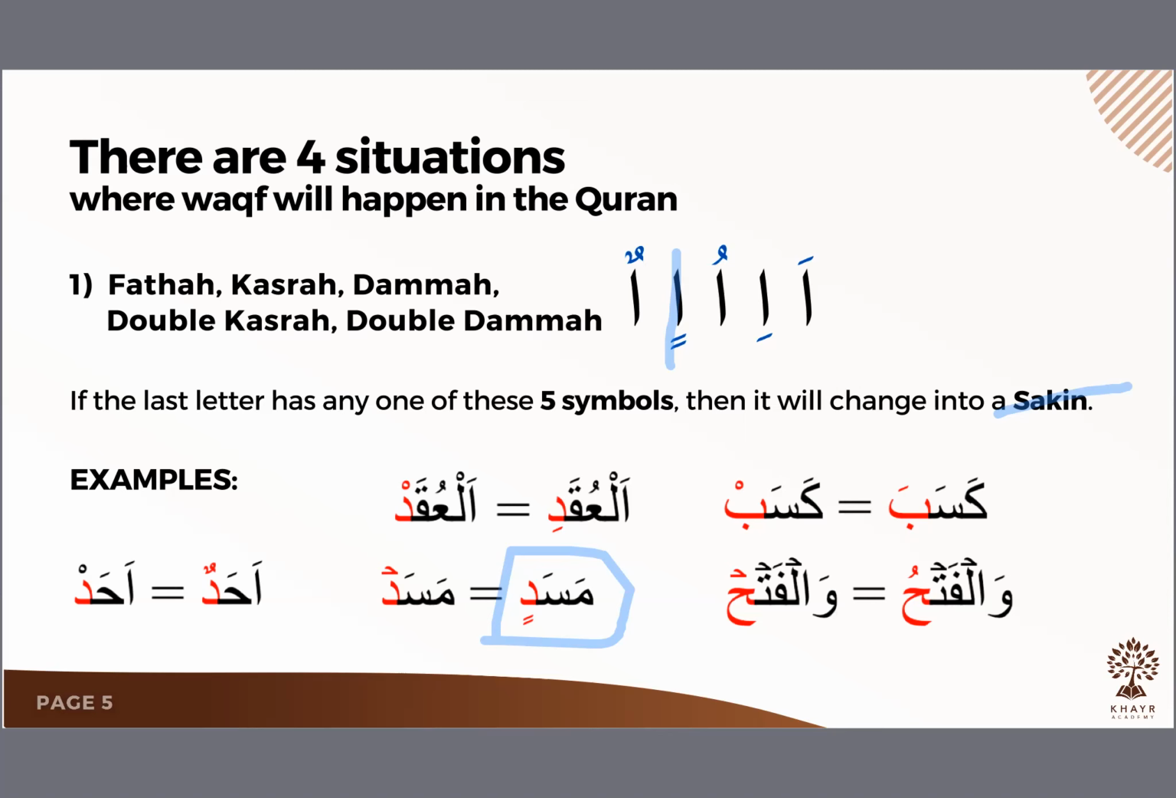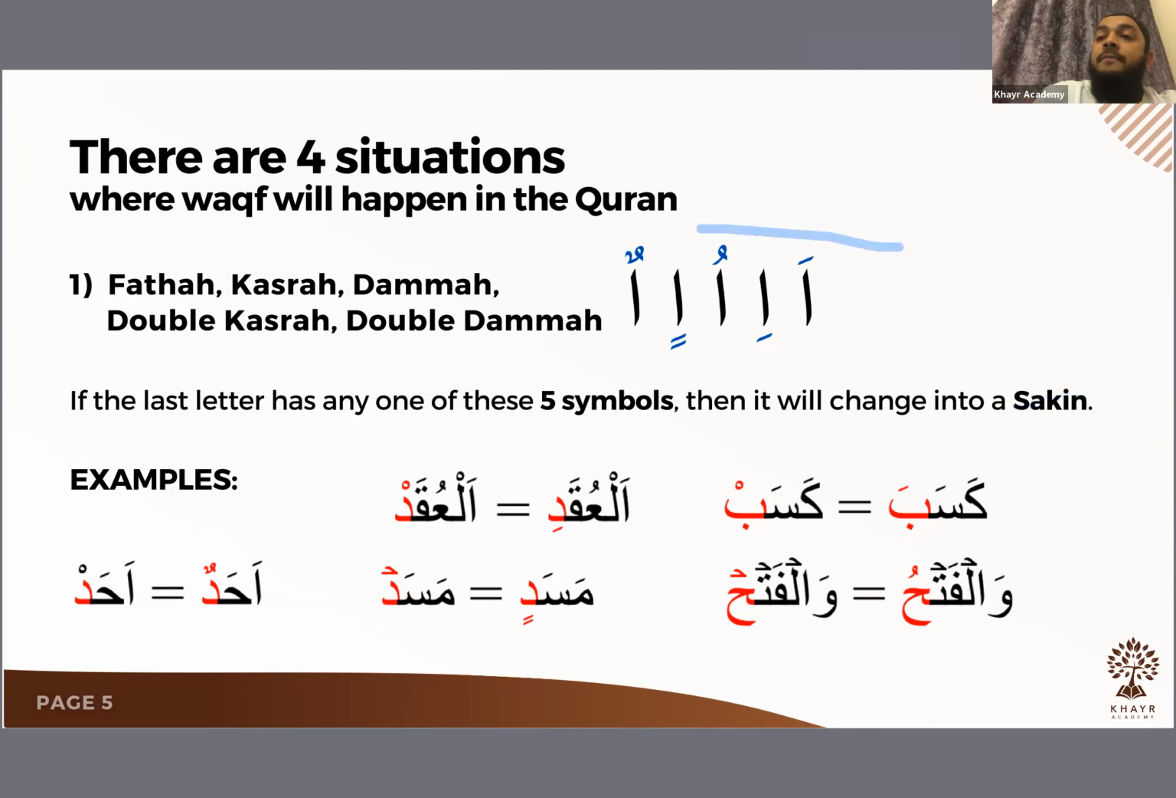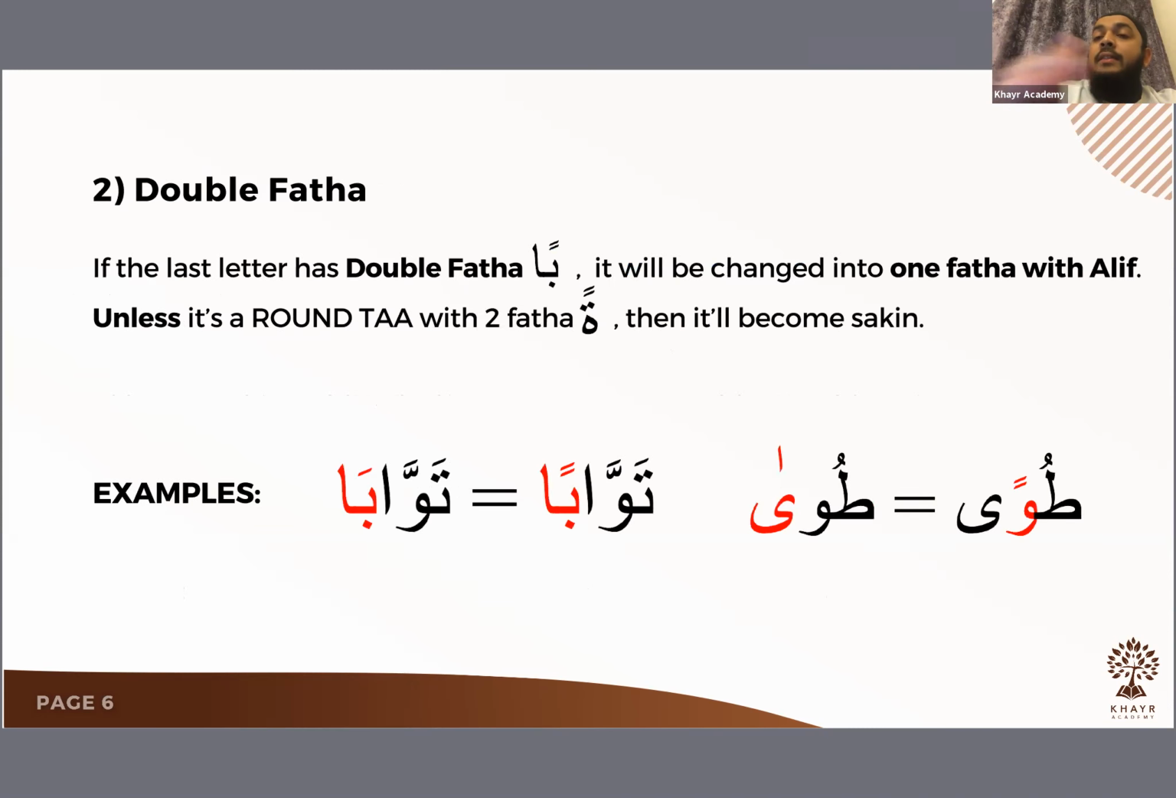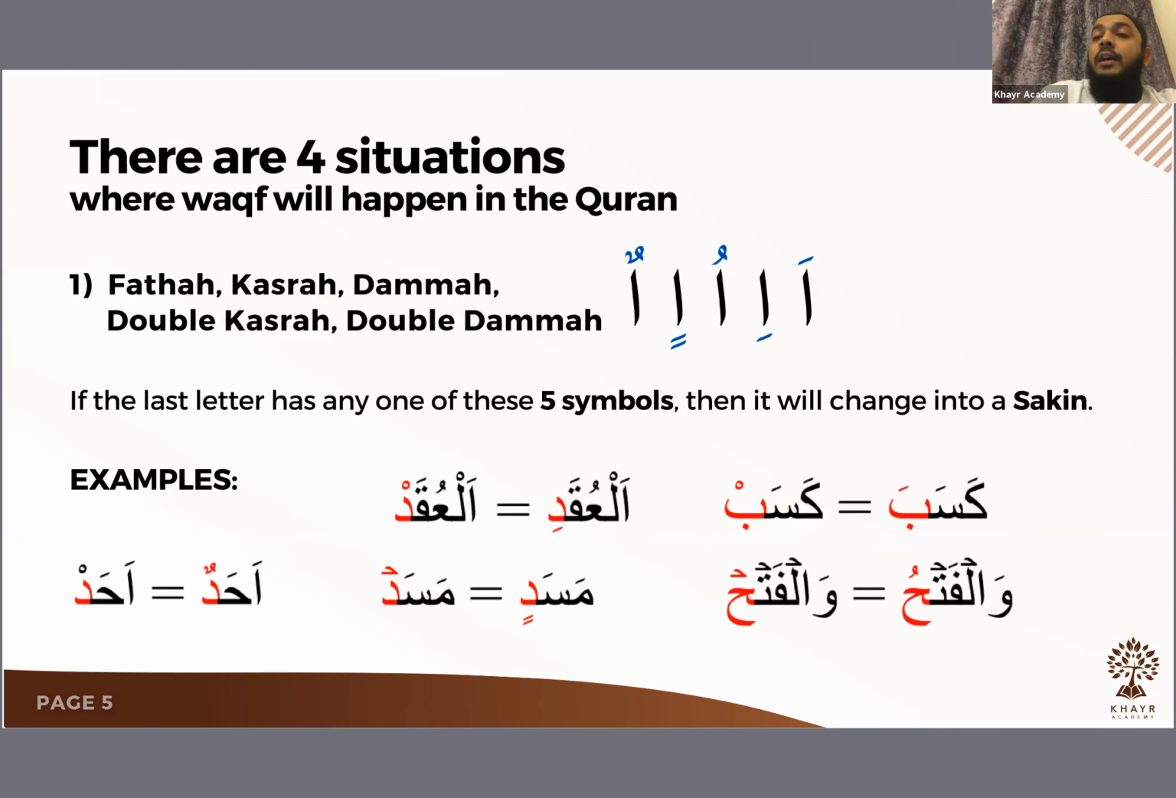Remember one thing. These five: if the last letter has one of these five, they will automatically become a sakin. We don't remove anything. We only remove on this one, two fatha. So anything that has two fatha, we make into one fatha. If it doesn't have two fatha, we make it into a sakin. One fatha, one kasra, one dhamma, okay. Two kasra, two dhamma, it becomes a sakin.